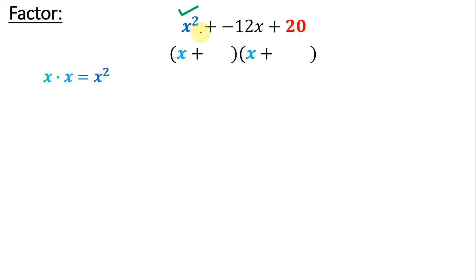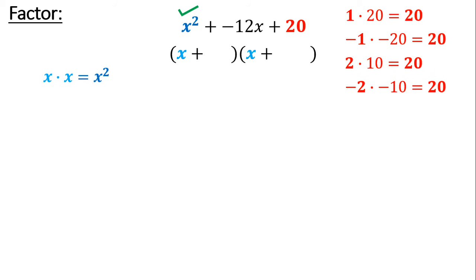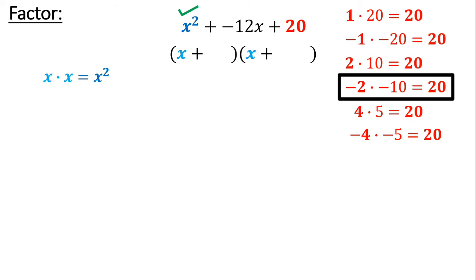X times x is the only thing that will get me my x squared. Then I'm going to see what's going to multiply together to get me 20. Well, there's a bunch of things that can multiply together to get me 20. I know 1 times 20 is 20. Negative 1 times negative 20 is 20. 2 times 10 is 20. Negative 2 times negative 10 is 20. 4 times 5 is 20. Negative 4 times negative 5 is 20. But I know that these are the numbers that I'm going to need to fill those two blanks. Why?